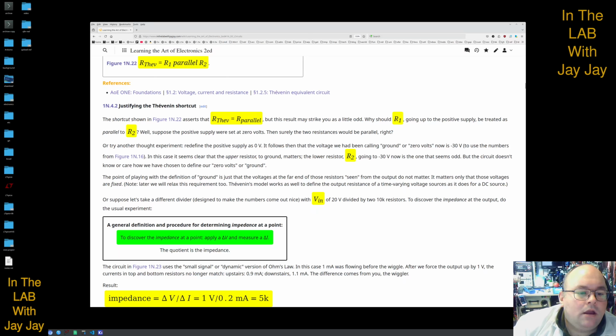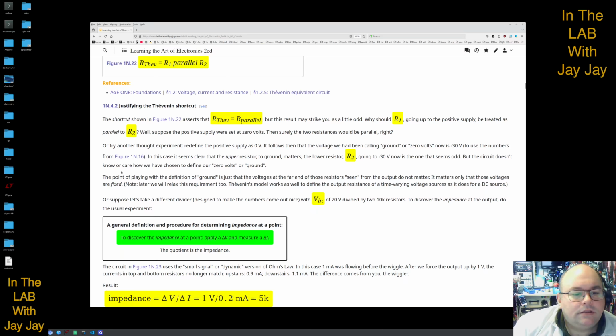I don't know, maybe. Or try another thought experiment. Redefine the positive supply as 0 volts. It follows then that the voltage we had been calling ground, or 0 volts, is now minus 30 volts, to use the number from figures 1 and 16. In this case, it seems clear that the upper resistor to ground matters. The lower resistor, R2, going to minus 30 volts now, is the one that seems odd.